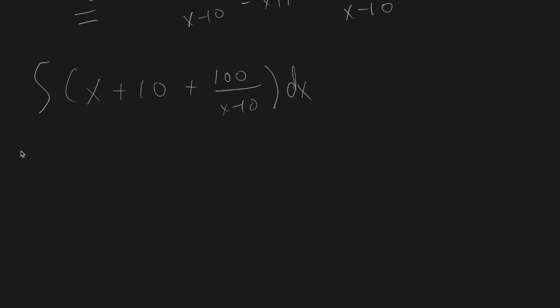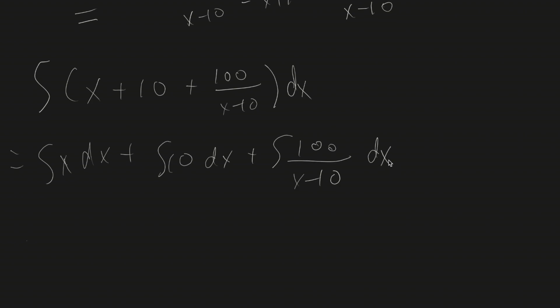So for clarity, I'll separate each of these terms since it's a sum, and you can separate it in integrals into 3 integrals since there's 3 different terms. So this is equal to the integral of x dx plus the integral of 10 dx plus the integral of 100 over x minus 10 dx.